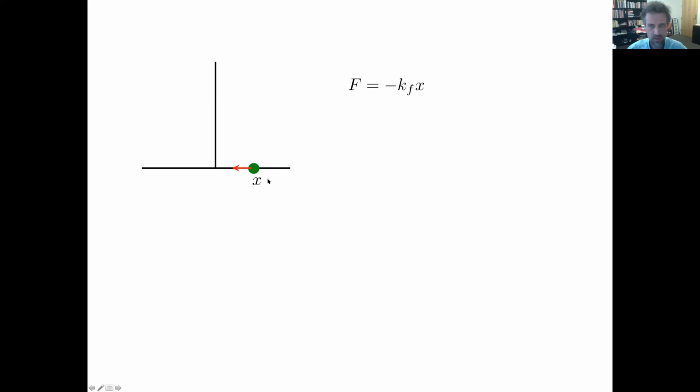How can we write that? Well, we can write it as follows. The force equals minus kf. Kf is the force constant, or in this case, more properly called the spring constant. Okay, the spring constant. The negative sign means that as the particle moves to the right, the force will act towards the left. So it's a force that has a direction that is counter to the propagation of the particle, right?